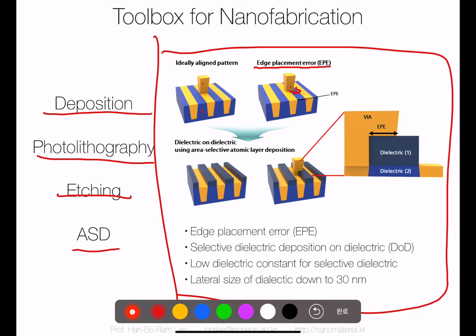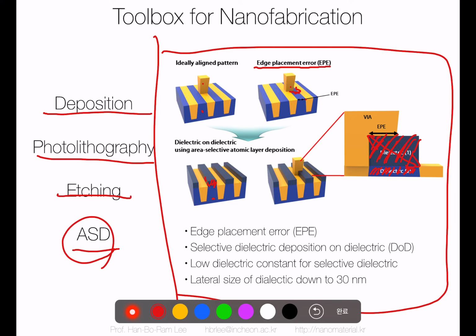To prevent that, some researchers propose selective growth of dielectric on dielectric. This is the original dielectric. If it selectively grows on this dielectric, the distance can be increased, so we can prevent parasitic capacitance. So this is the real application. If you use area-selective ALD, we can selectively form this dielectric without any etching process. So it can be used for that.